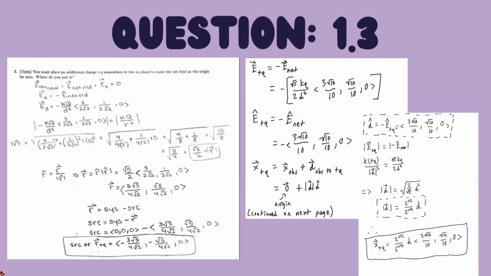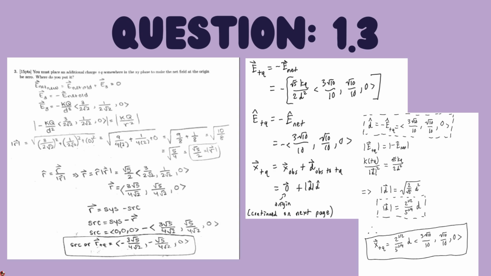Okay, question 1.3. You must place an additional charge plus Q somewhere in the xy plane to make the net electric field at the origin be zero. Where do you put it? So for this problem, I missed 3 points for an error in my calculation of the R vector. As you can see with my work and the answer key, they're not too far off.